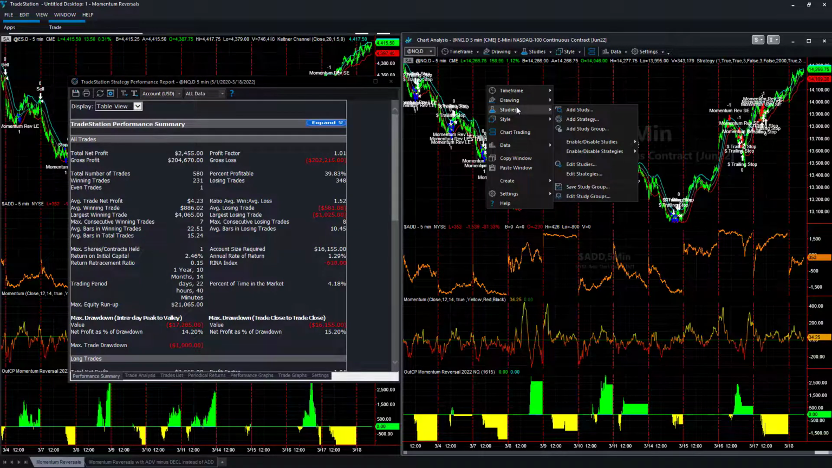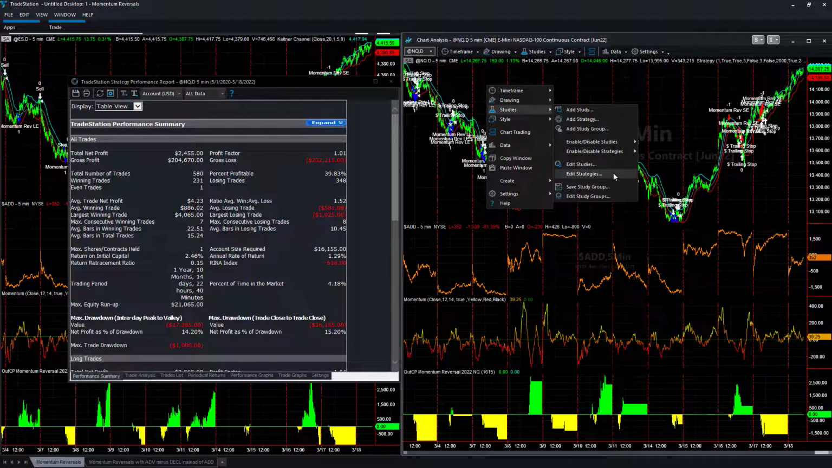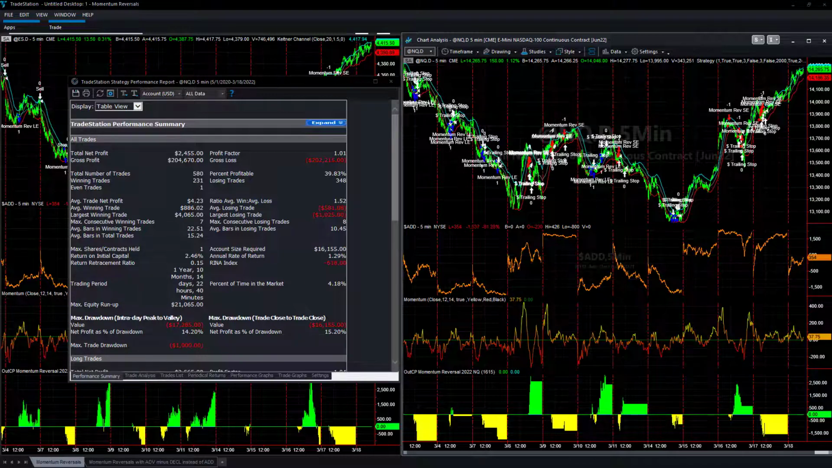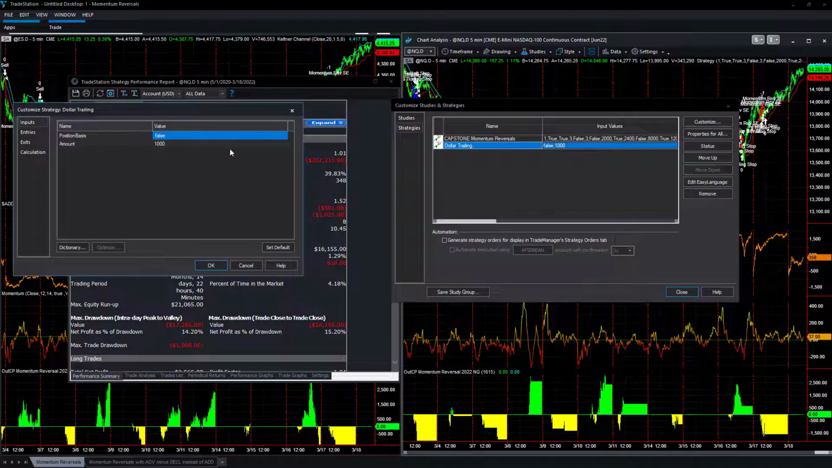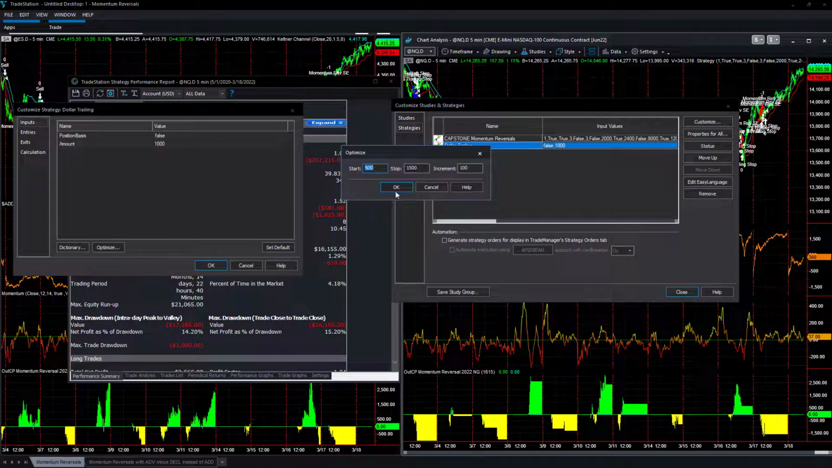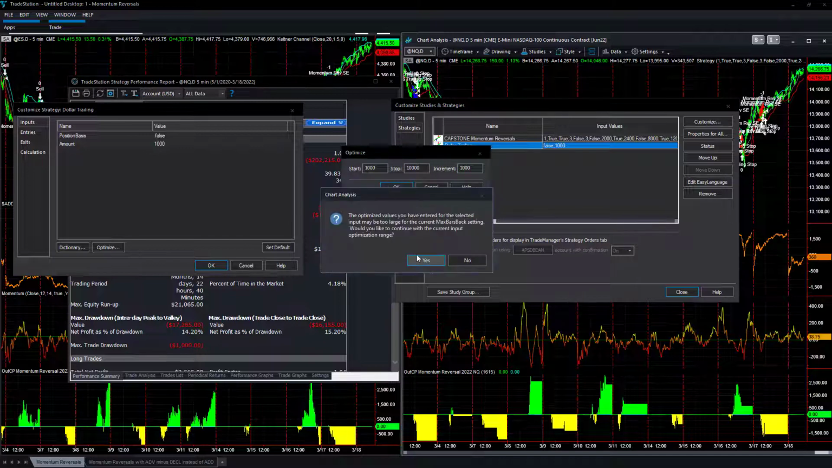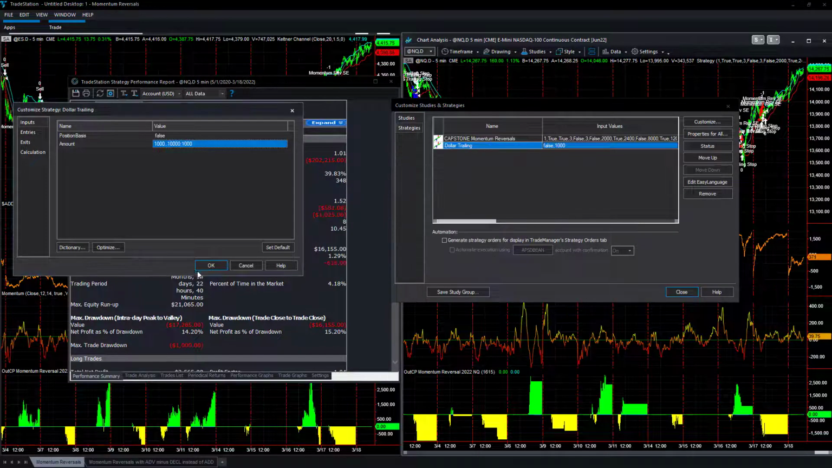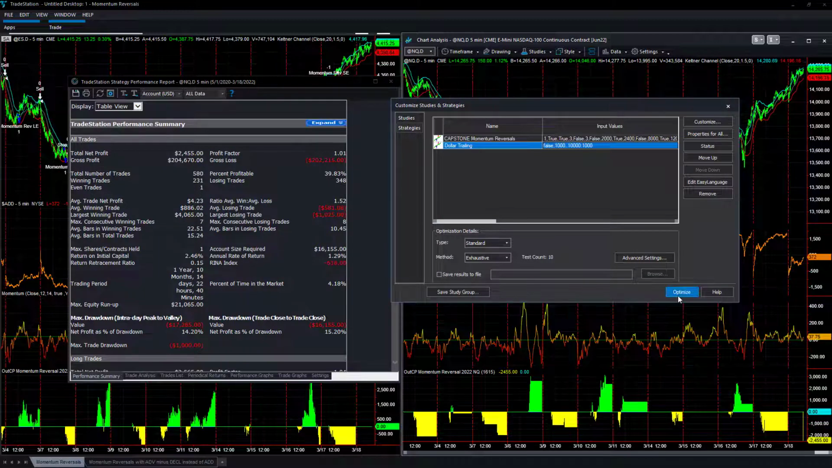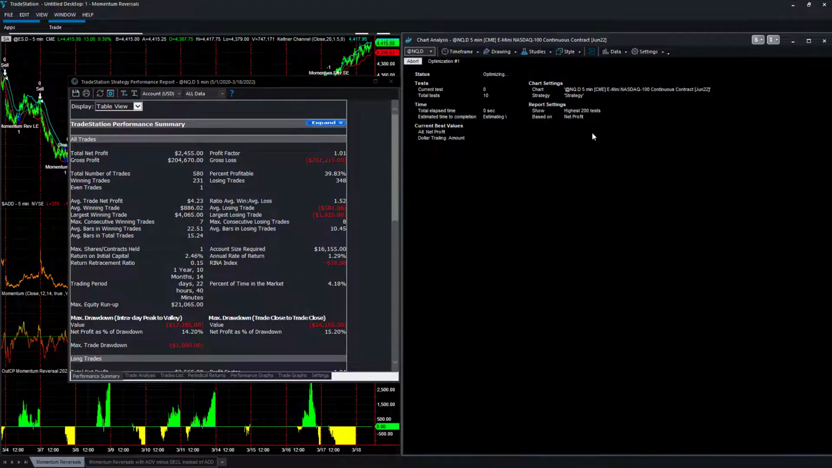So let's right-click and go to Studies, Edit Strategies, and we're going to optimize this between 1,000 and 10,000, and then look at the optimization report. So let's optimize it. This is for discovery to see kind of what works. We're not going to micromanage this down to a very small level. We're just going to go with every $1,000, and let's look at this and see what the results show us, to see kind of what's working in a setup like this. What could we do to improve the results?